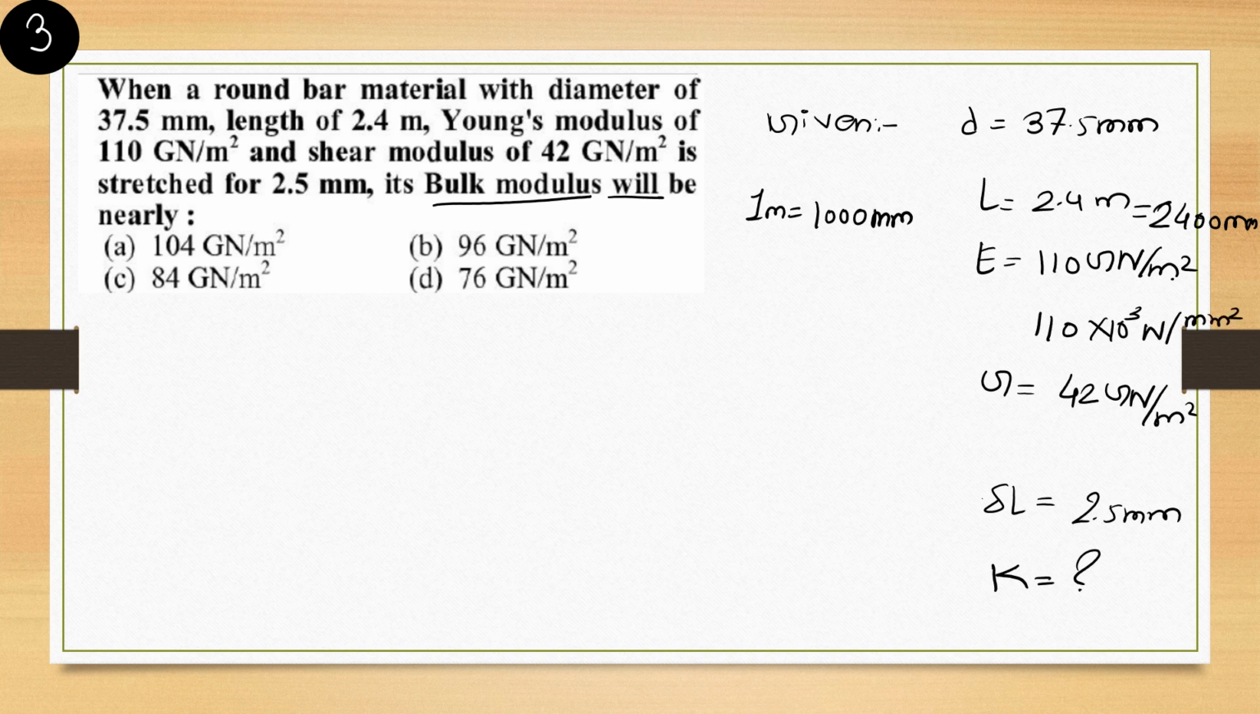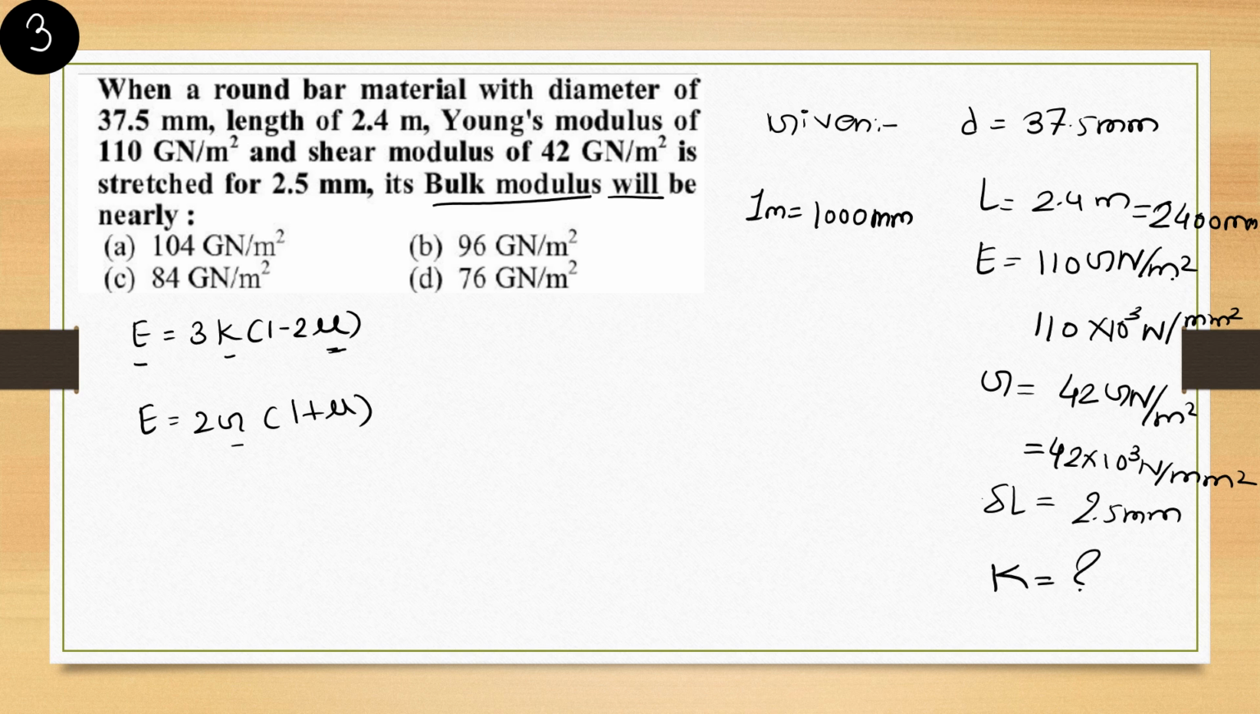Here, similarly, the same procedure: 42 into 10 raised to 3 Newton per mm square, and the remaining unit is mm square. Then for bulk modulus there is one formula, E equals 3K in bracket 1 minus 2 mu. But E is known, K is unknown, and we need to find K. Mu is also unknown, so for mu, meaning Poisson's ratio, we first find this mu. E has another formula, E equals 2G into 1 plus mu. Here G is known, mu is unknown, and E is known.